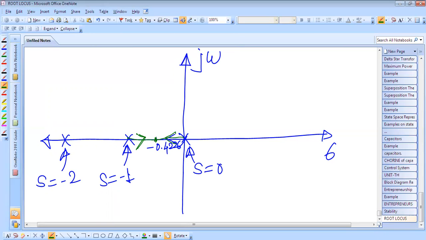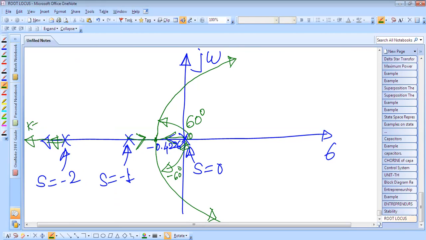By meeting at this point, they will break away, and one will go in this direction, another will go in this direction, and this will be the angle. By making an angle of 60 degrees, it will go in this direction, and by making an angle of minus 60 degrees, it will go in this direction. And the third root locus will start from S is equal to minus 2, and that will go in this direction.